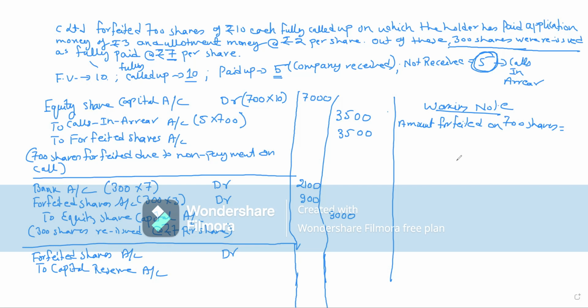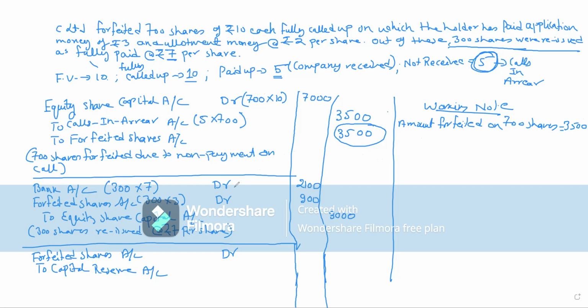Which amount has been forfeited, class? Tell me. Isn't it 3,500? This money. Yes, sir. Did you all understand this? Yes, sir. In forfeited shares, what do I place? The money that I have received. So by forfeiting 700 shares, did the company already receive this money or not?